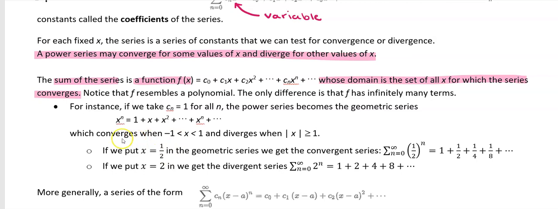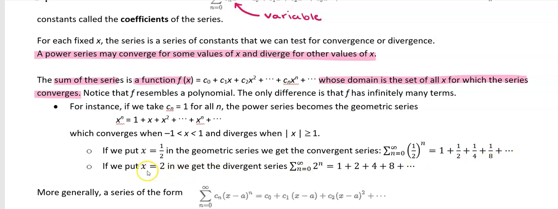To give an example of each of these, a converging one and a diverging one, if we have our x value be a half in this geometric series, then we would get the convergent series from n equals 0 to infinity of 1/2 to the nth power, which would be 1, our c sub 0 term, plus 1/2 plus 1/4 plus 1/8, and you can see that each of these fractions are going to continuously get smaller and smaller, and so it would converge.